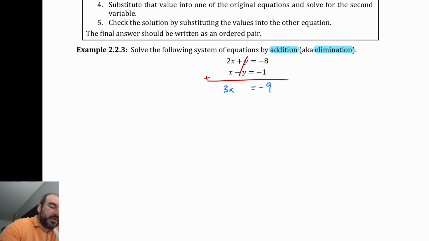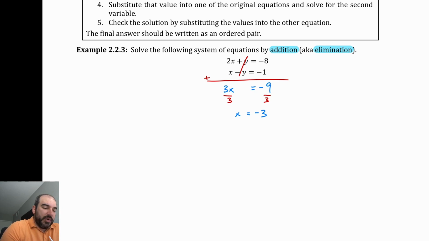And then once you've done your addition, if you did it correctly, if you had a positive and a negative version of the same variable, you should end up with an equation that only has one variable, because we've eliminated the other one, right? Because there's two variables. Once you eliminate one, you should have one variable left. And then we can simply divide by 3 in this specific situation and get x equals -3. And so I found one of the variables now.